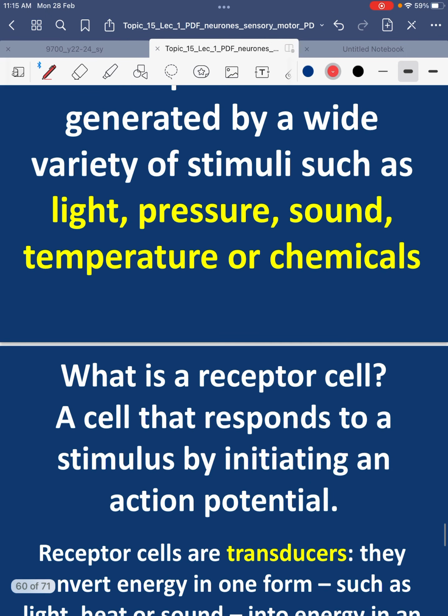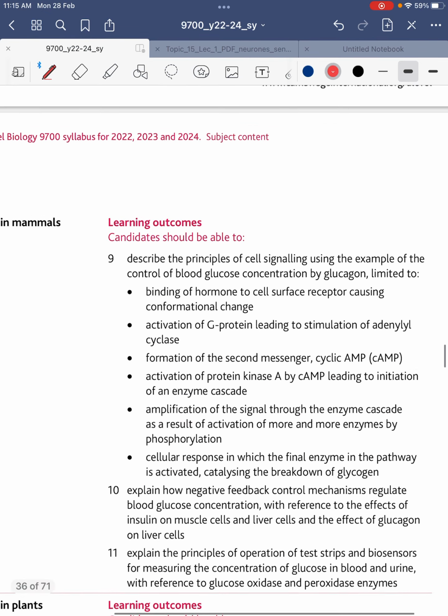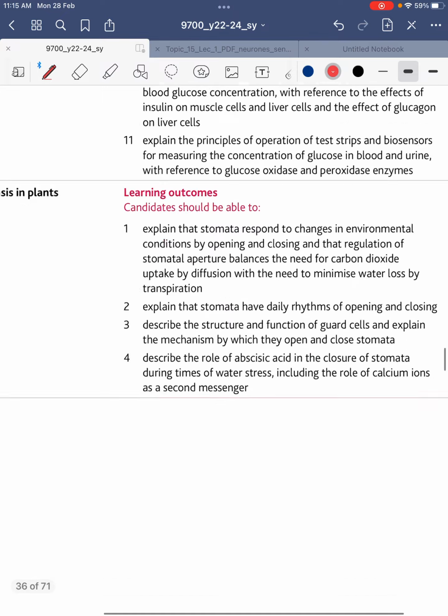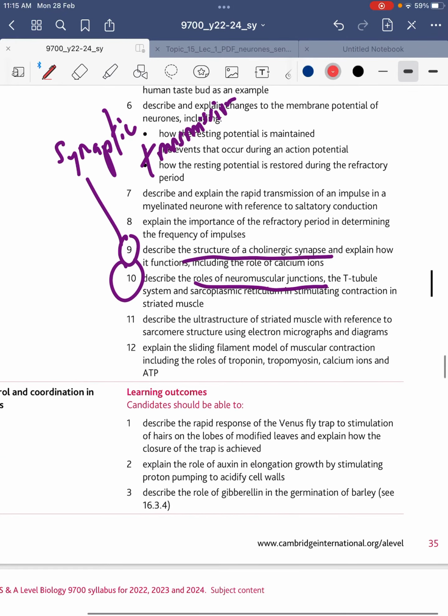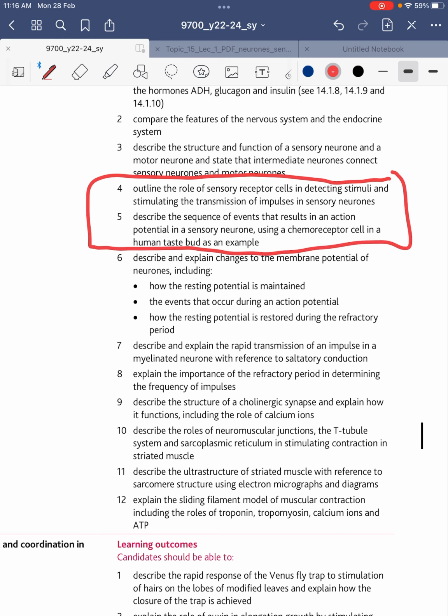Now let's look at the next one, and we're going to talk about the different types. I'm going to look at the last two here: the role of sensory receptor cells, and then we're going to look at the chemoreceptor cell in the taste bud. Just a very quick one.